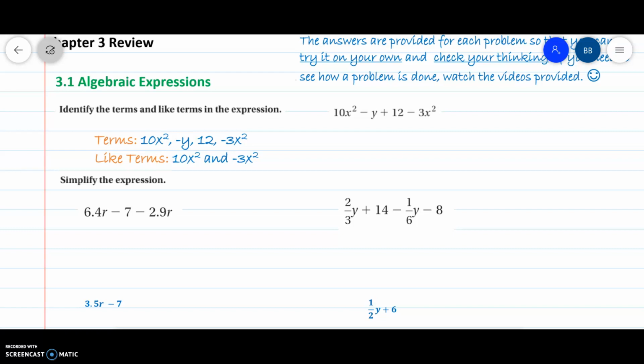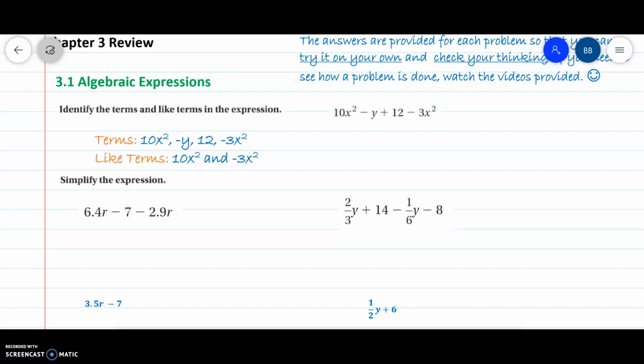Hello everyone, this is the Chapter 3 review in preparation for the Chapter 3 test. Now I have a bunch of review problems for you, and I've actually listed the answers below each problem so that you can go through and give it a try and check your understanding and check your answer. And then if you're having trouble on a problem, you're not getting the right answer, then you can watch these videos I'm making to see how to do it.